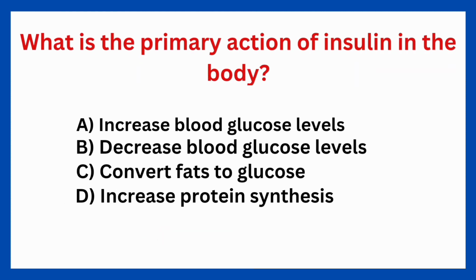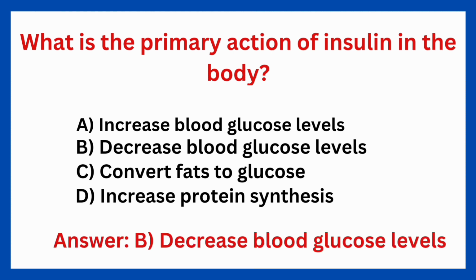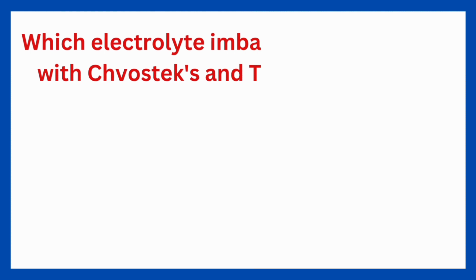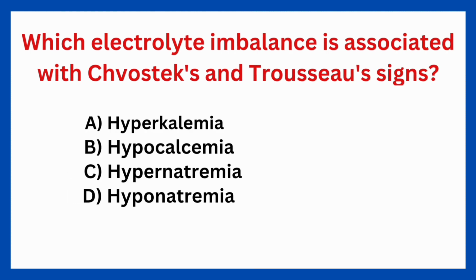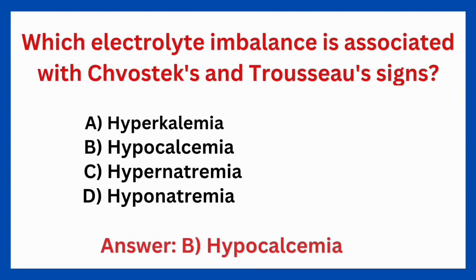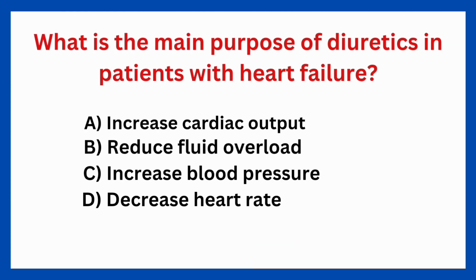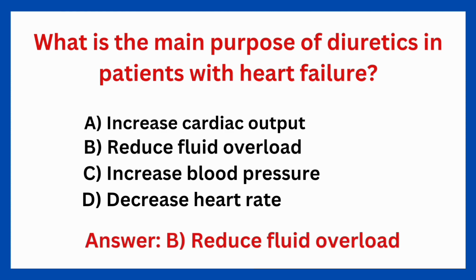What is the primary action of insulin in the body? Right answer is option B, decrease blood glucose levels. Which electrolyte imbalance is associated with scholastic and tertiary signs? Right answer is option B, hypoglycemia. What is the main purpose of diuretic in patients with heart failure? Right answer is option B, reduce fluid overload.